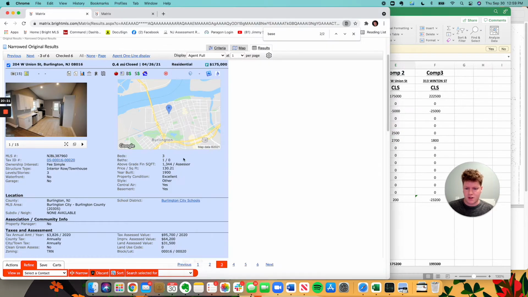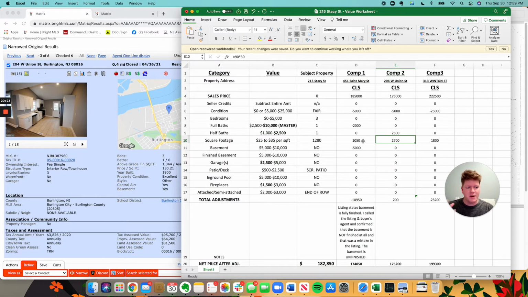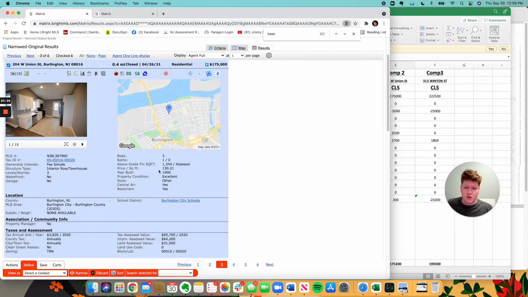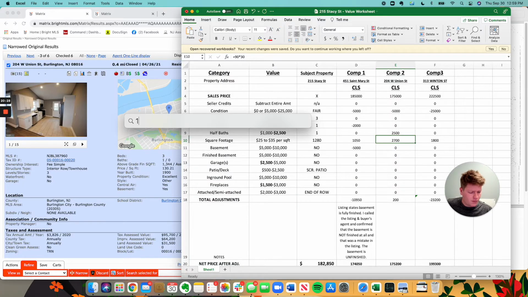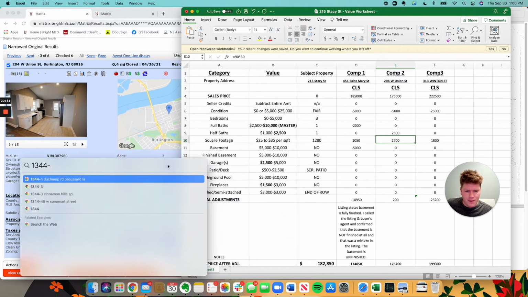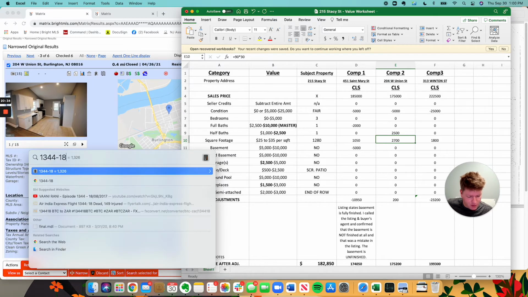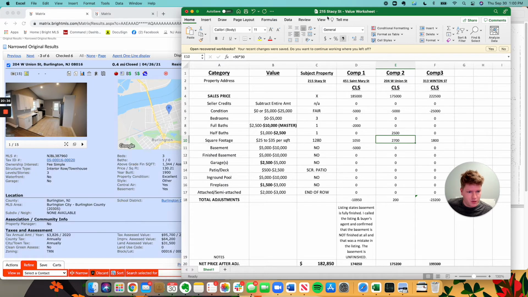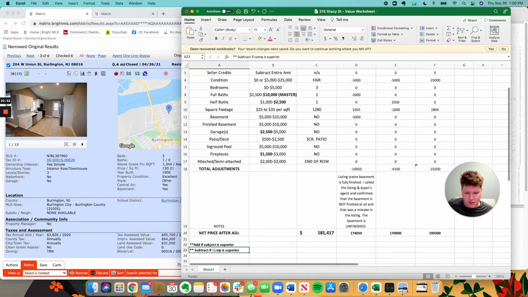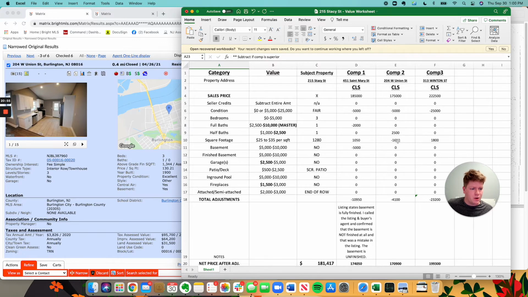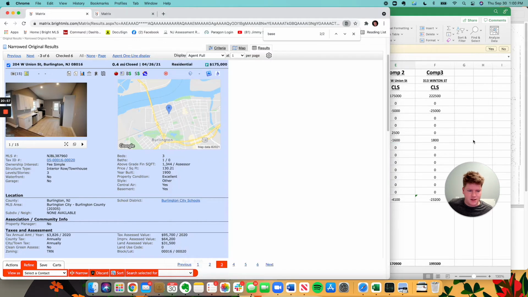So square footage, this is 1344. Since we made the adjustment for this one, now I feel like we need to make the adjustment for this one. So 1344 square feet minus 1280 square feet is how big ours is. Gives us a 64 square footage difference. So 64 square feet times $25 per square foot is 1600. Except this comp is bigger, so we need to subtract this, right? Subtract if the comp is superior. Comp is bigger, comp is superior. We subtract $1,600.